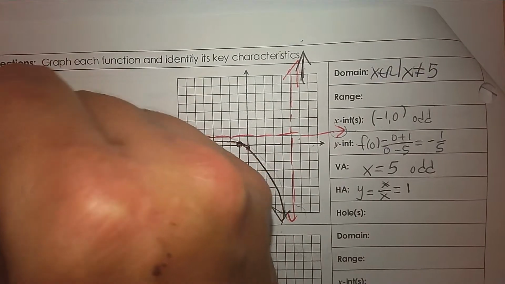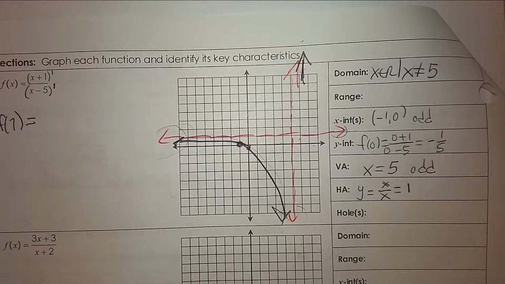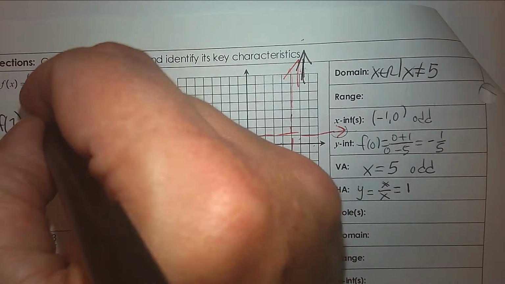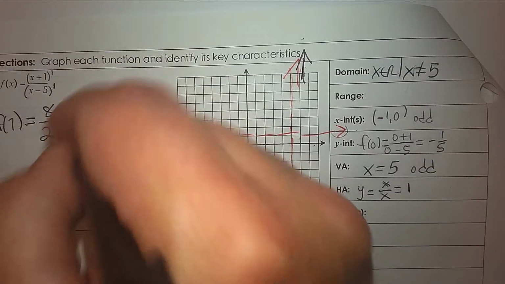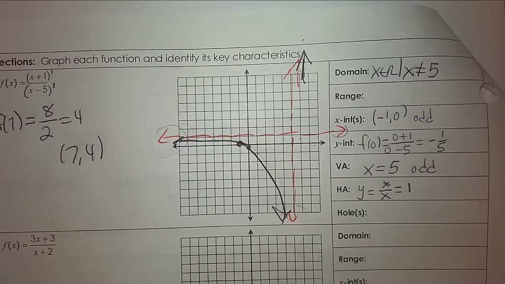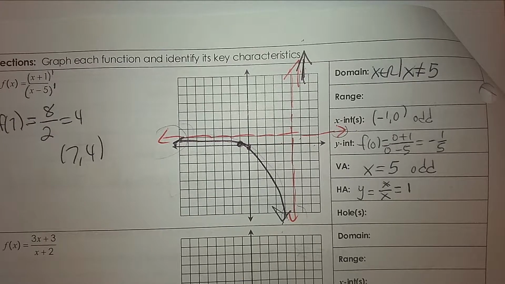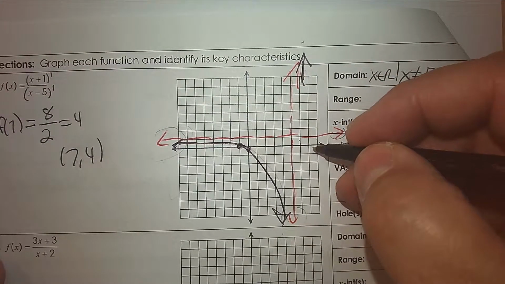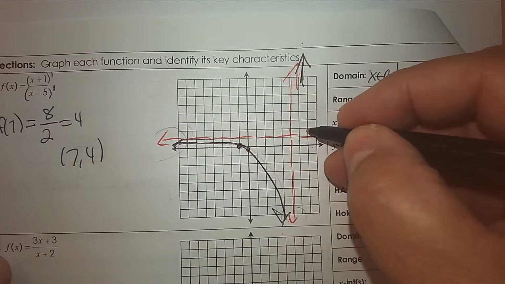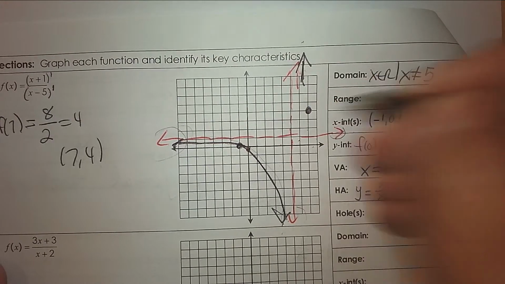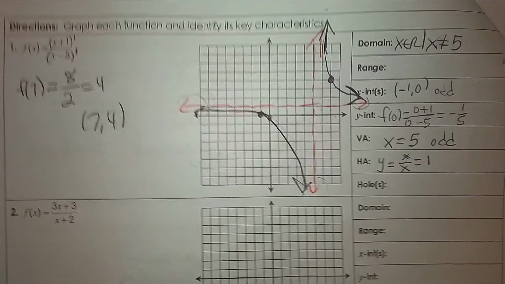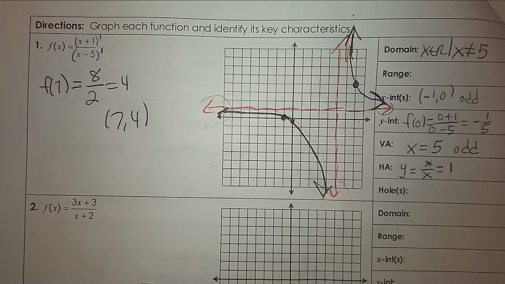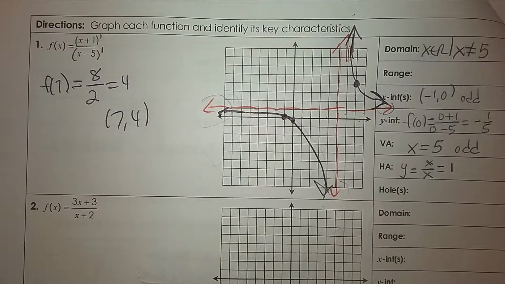So what happens when I plug in 7? What's my answer? 7 plus 1 is 8. 7 take away 5 is 2. So when I divide, what point can I add to my graph? See, there's a missing place on my graph where I have nothing to curve through. So can you find 7 and 4? So now I have a point to curve through.